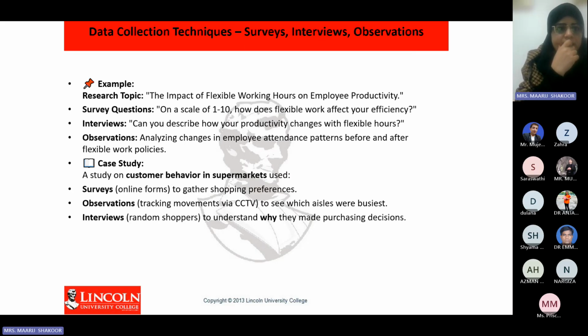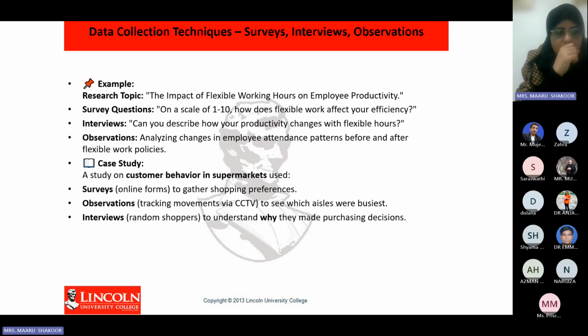Okay. Data collection techniques, for example, I can give you here. The first topic is the impact of flexible working hours on employee productivity. This is the research topic. Okay. Survey question: on a scale of 1 to 10, how does flexible work affect your efficiency? Interviews: can you describe how your productivity changes with flexible hours? Look, these are not yes or no questions, they are open-ended questions. Observation: analyzing changes in employee attendance patterns before and after flexible work policies.